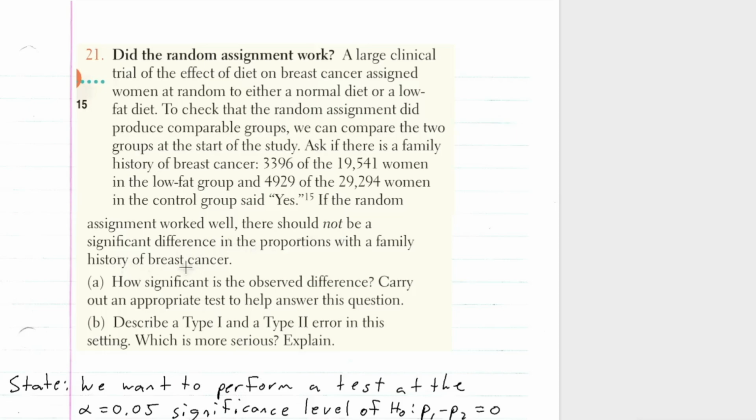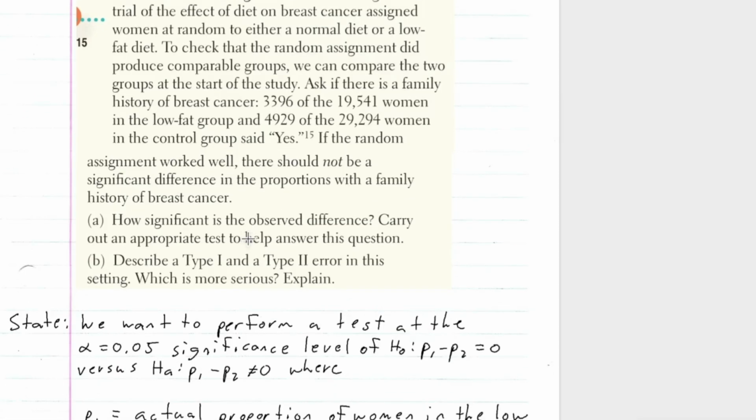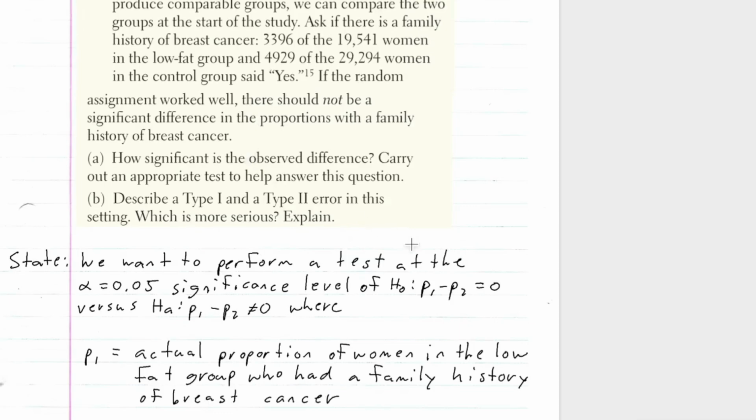of breast cancer. Well, yeah, because even if you are on a low-fat diet versus a normal diet, that doesn't indicate what happens in previous generations, right? So yeah, there shouldn't be a significant difference. So they're saying that our null hypothesis is going to be that there is no difference between the proportions, right? We should fail to reject the null hypothesis. That's what it's saying, right?